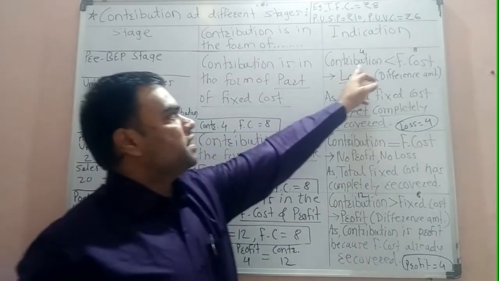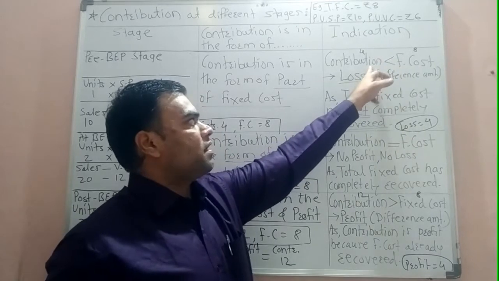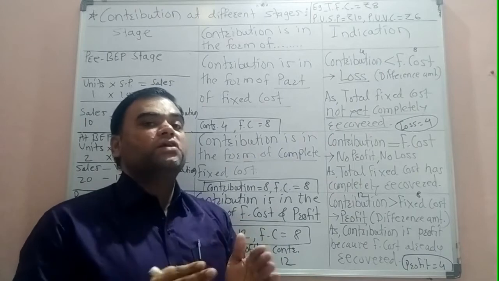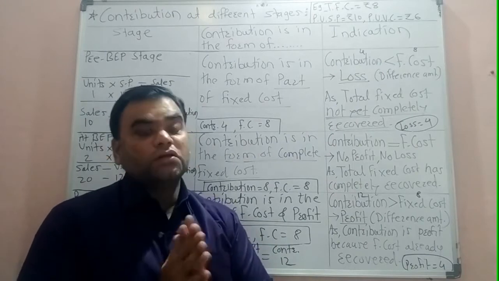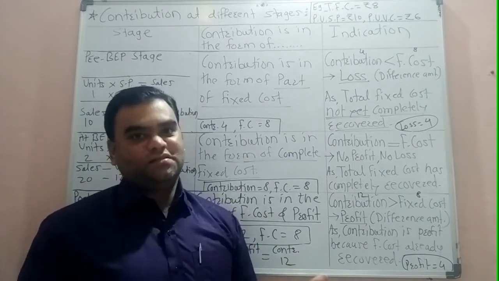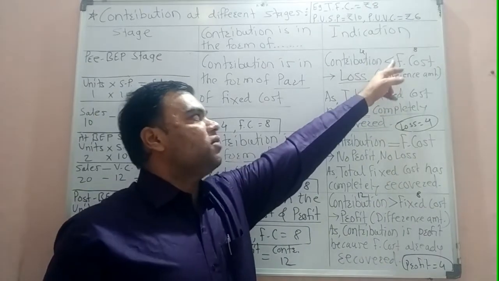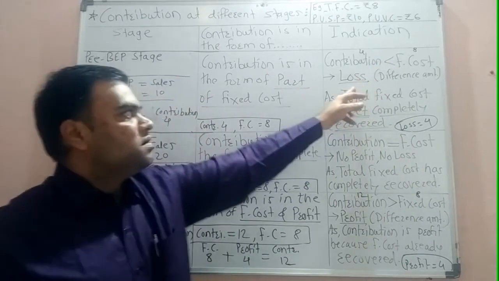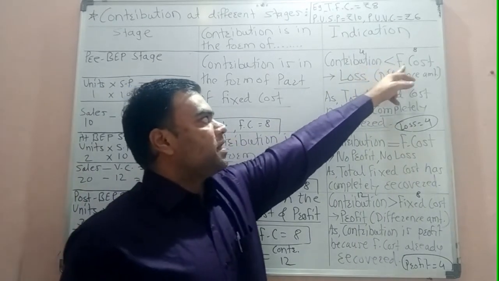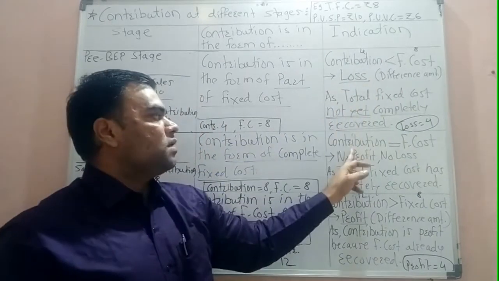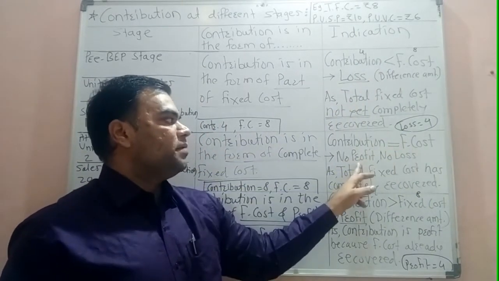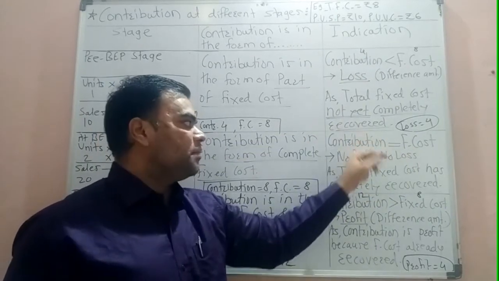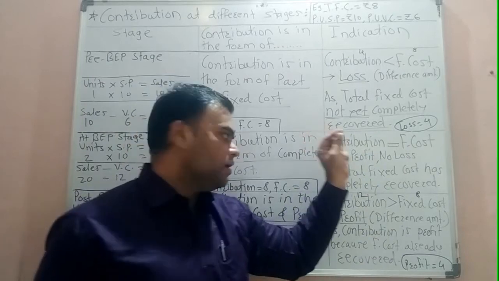Suppose our contribution is smaller than fixed cost, or fixed cost is greater than contribution. That means contribution is not enough to recover fixed cost, so fixed cost is not yet recovered, and unrecovered cost means loss. If we cannot recover our total fixed cost, then the company will get a loss. Contribution smaller than fixed cost means loss. Contribution equal to fixed cost means there will be a no profit, no loss stage, and that stage will be called the BEP stage.